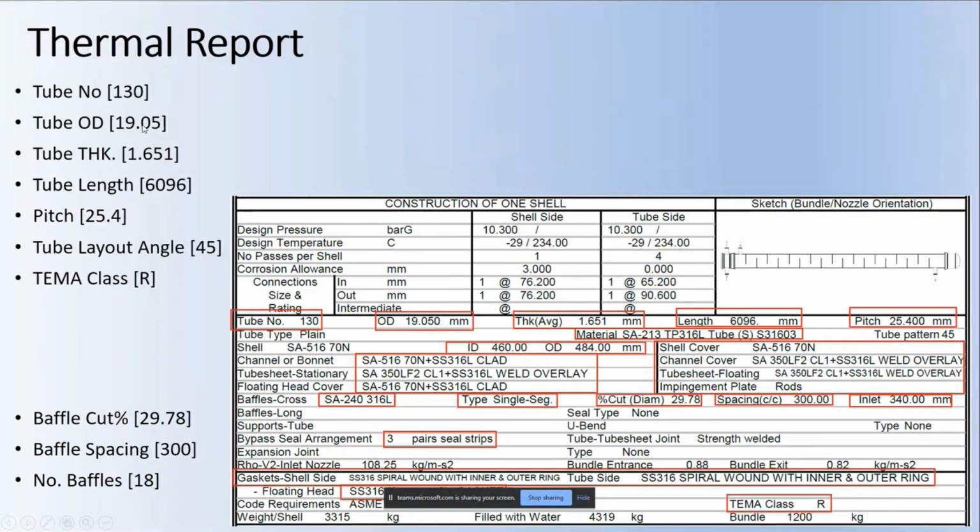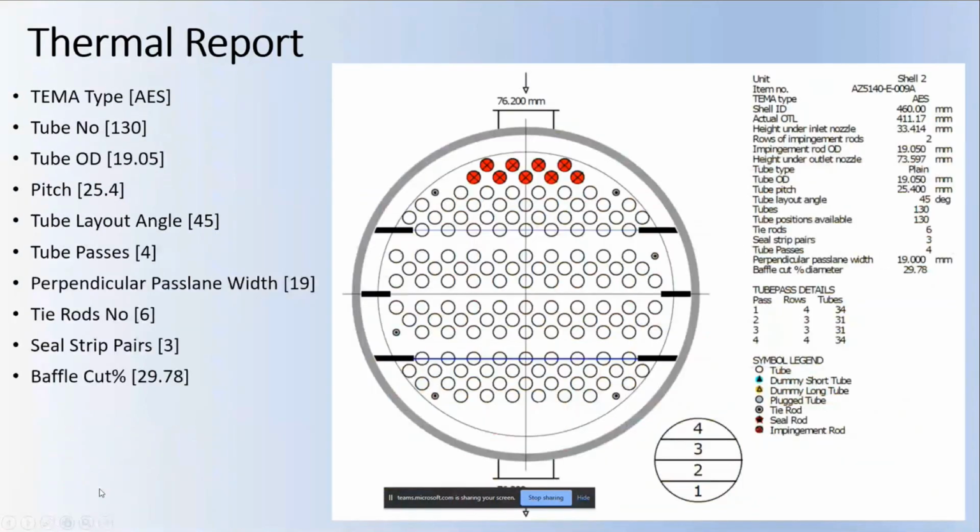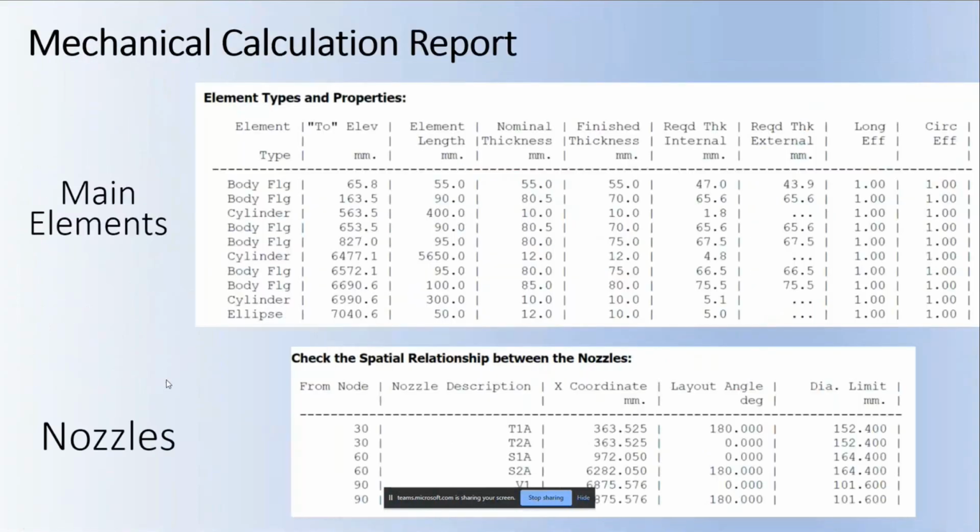The outside diameter of tube, thickness of tube, length of tube, the pitch and the layout angle, and the TEMA class type, the baffle cut, baffle spacing, and number of baffles. Here we have a sketch for the tube arrangement on the tube sheet, and here on the left hand side the dimensions that we will use during creating this tube bundle.